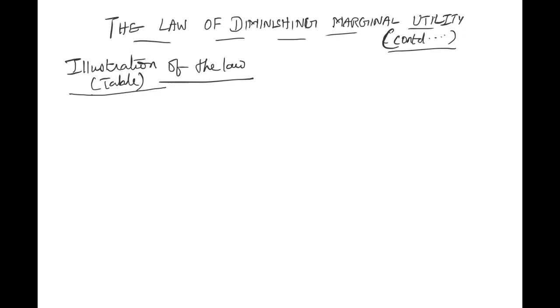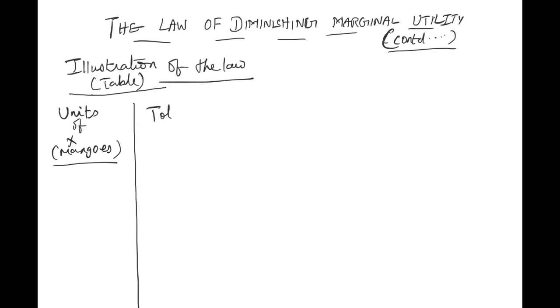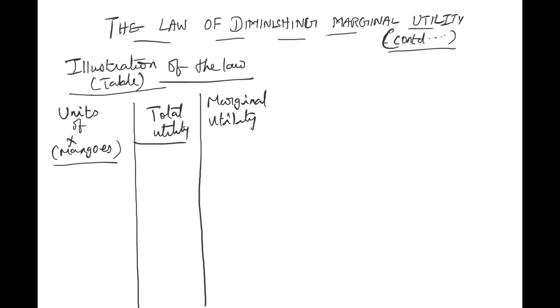Yesterday, in the previous class, we have seen the table. I'm repeating it, taking just a hypothetical example. The first column represents units of commodity X. In our example, we have taken mangoes. The second column, the total utility. And the third column, marginal utility. So how does the marginal utility arrive? TU of n minus TU of n minus 1.